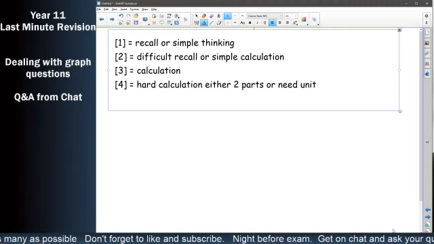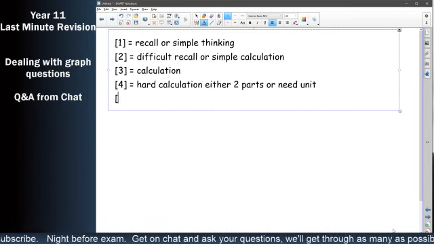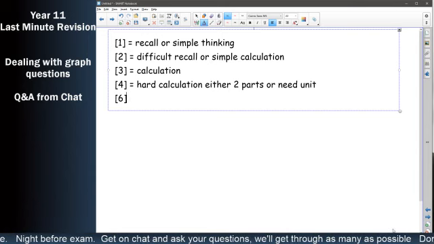Or a hard calculation might be something like calculating the resultant force on an object first, and then using that answer to calculate the overall acceleration of a plane or something along those lines. 5 marks rarely happens. Very, very rare, the 5 marks. You're probably jumping then straight to 6 marks, and that's your essay question that we've just covered.